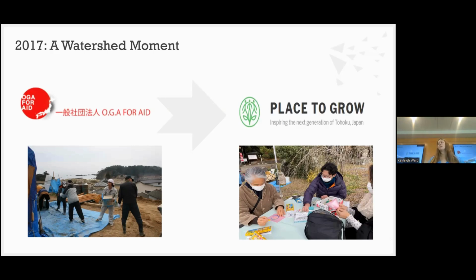So between 2016 and 2017, the organization changed from OGA for Aid to Place to Grow, inspiring the next generation of Tohoku. So sort of looking at community development. So we essentially transitioned in 2017. And at that point, the director really wanted me to lean more into doing research for them and becoming more of that expert rather than a board member or a volunteer. At this point, I was also doing a lot of farming. If you want to grow green onions in Japan, I'm your person because I'm a professional green onion farmer there.